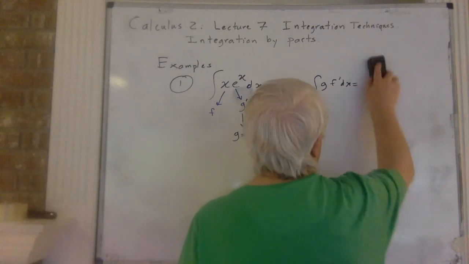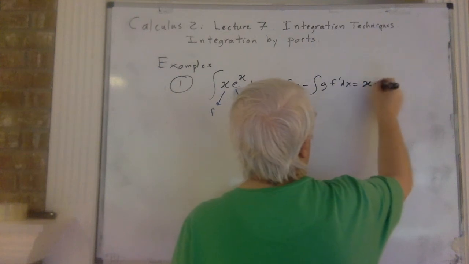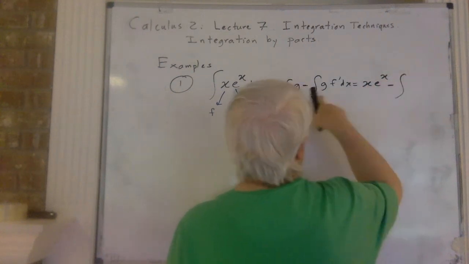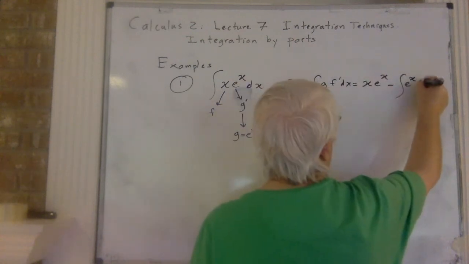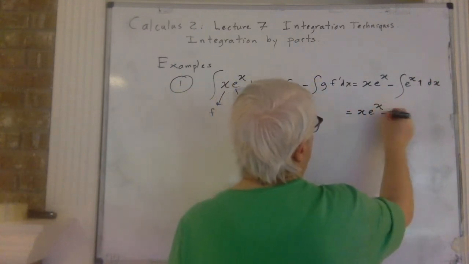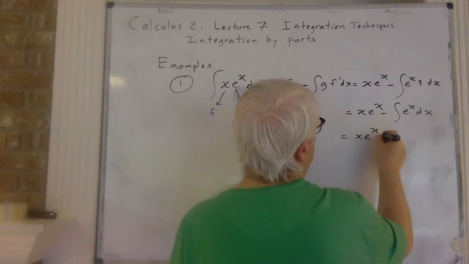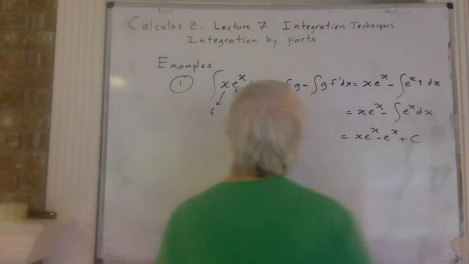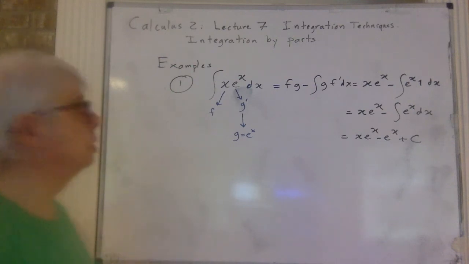So it is, say, x e to power x minus integral g, which is e to power x, times f prime, 1, dx, right? So it is x e to power x minus integral e to power x dx, which is x e to power x minus e to power x plus a constant. Okay, so that choice, choosing the correct one, is crucial here when you are doing integration by parts.